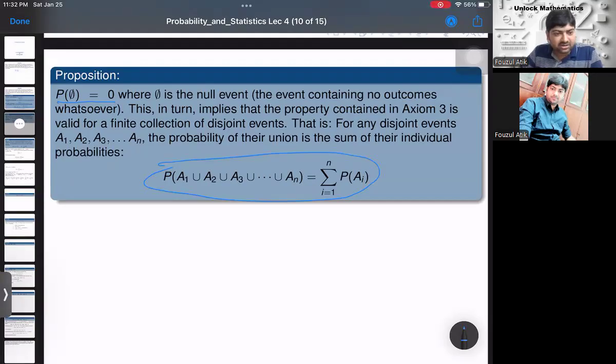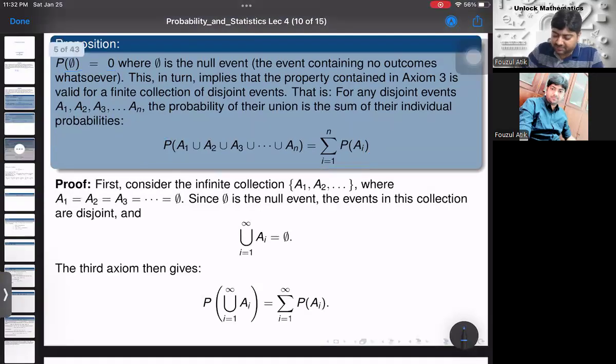I'll just quickly show how you can prove it with the help of this property P(phi) equal to 0. So first we consider an infinite collection A1, A2, A3 up to infinity, where each of the events is a null event. Since phi is the null event, the events in the collection are disjoint. Yes, definitely they should be, because they do not have any outcome. So they should be disjoint. So the union of Ai, i equal to 1 to infinity, is again a null event. Because each of them individually is phi, their collection is also phi, that means the null set.